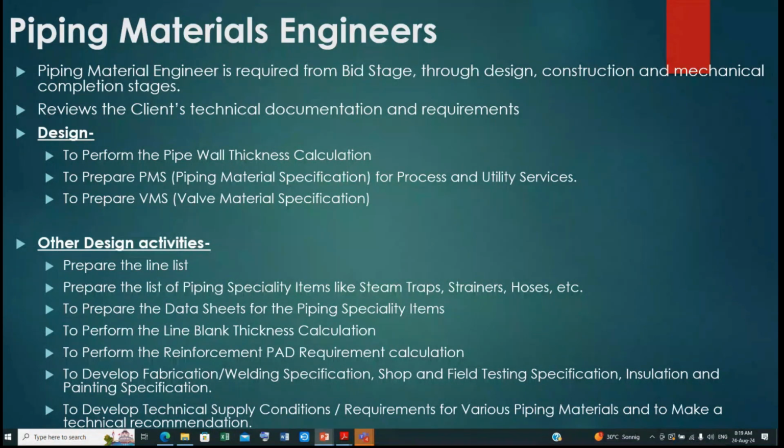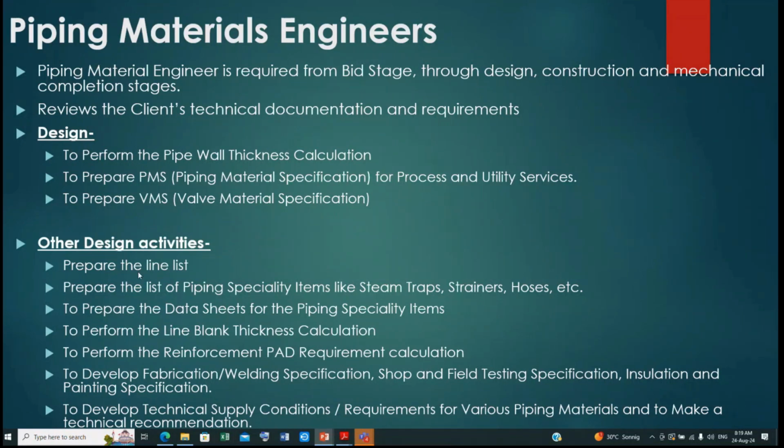So what are the main roles of a piping material engineer? It is design. In the design phase, the most important activity he performs is the pipe wall thickness calculation. Second, to prepare the PMS, piping material specification, for process and utility services. We will see an example of this PMS document. To prepare VMS, valve material specification.